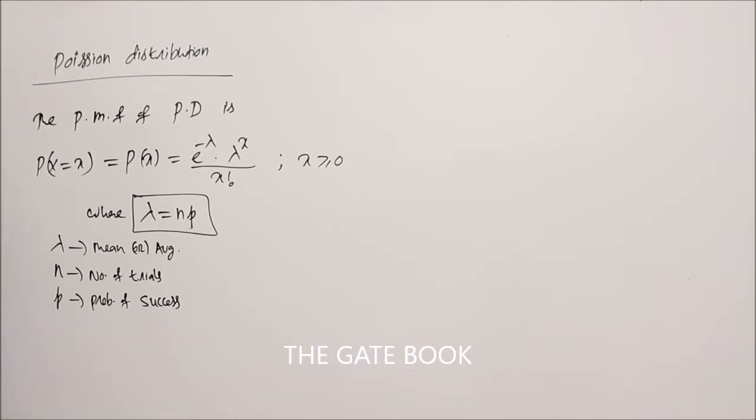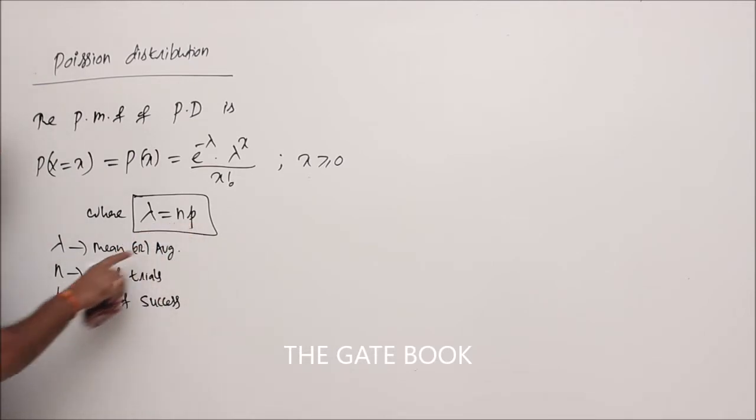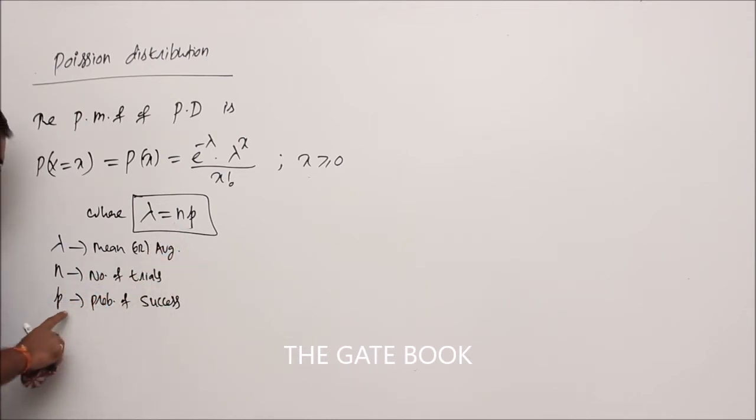Now we'll see the Poisson distribution. The PMF, probability mass function of Poisson distribution, is P of x is equal to e power minus lambda, lambda power x by x factorial, where x is greater than or equal to 0, where lambda is given by n into p, where lambda represents mean or average, n represents number of trials, and p represents probability of success.